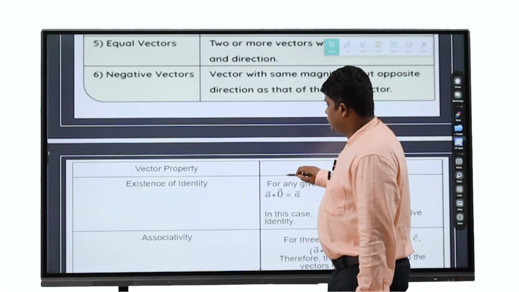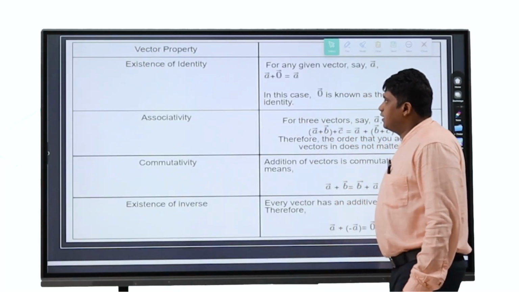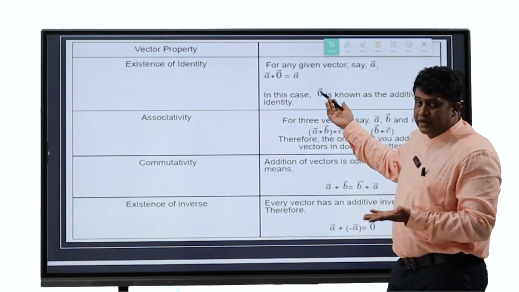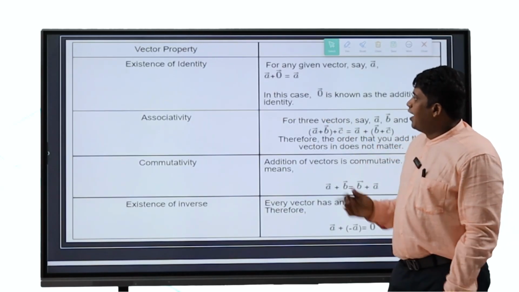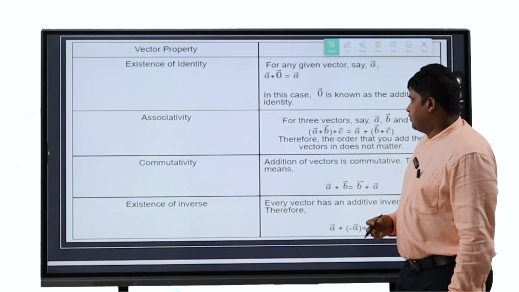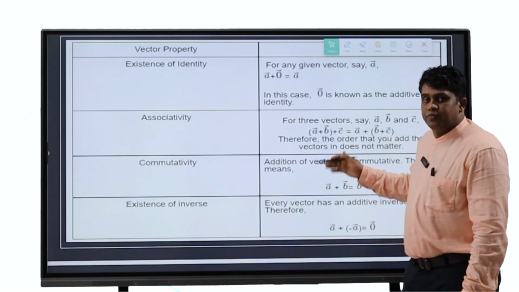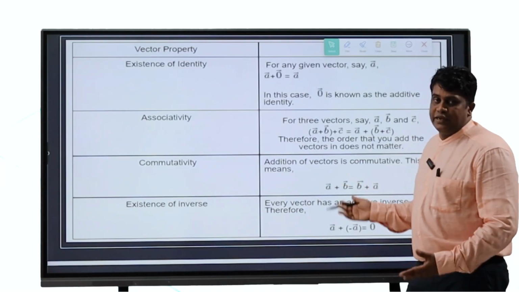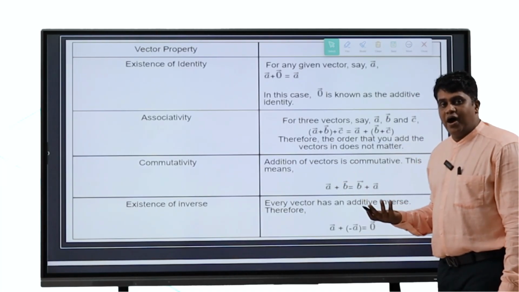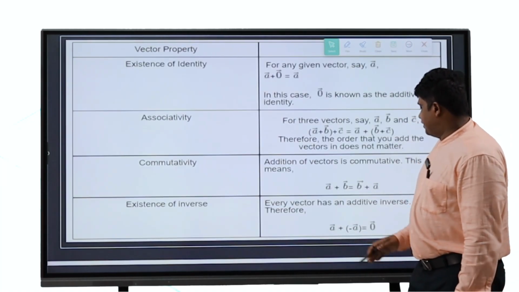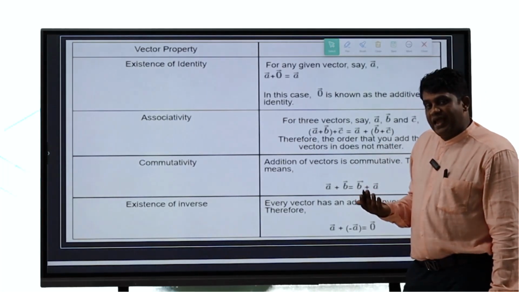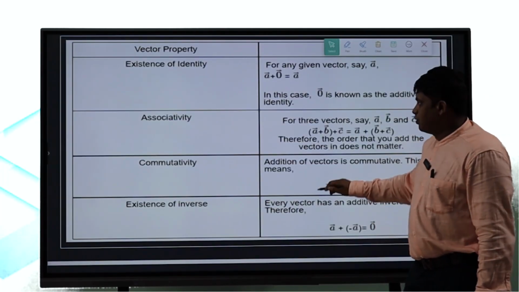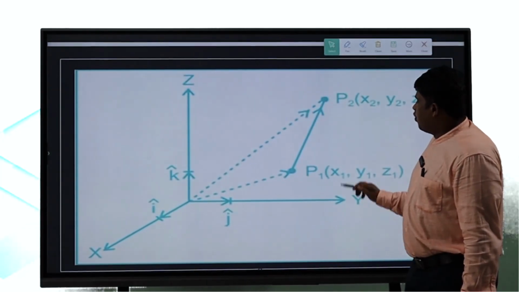Then existence of identity, that is, the zero vector is the identity element of addition. Okay, a vector A plus 0 gives again A. So 0 is the identity element. And associativity: A plus B plus C is equal to A plus B plus C. Vector addition is associative. Similarly, vector addition is commutative: A plus B is equal to B plus A if A and B are any two vectors. Similarly, there exists an additive inverse. If there is a vector A, then there exists a vector minus A such that A plus minus A is equal to 0. Okay, we have already studied this.